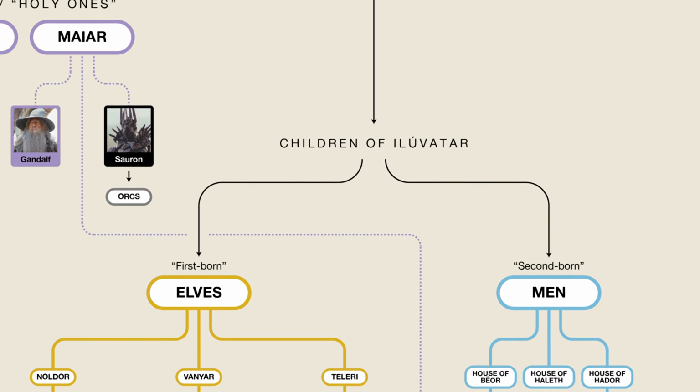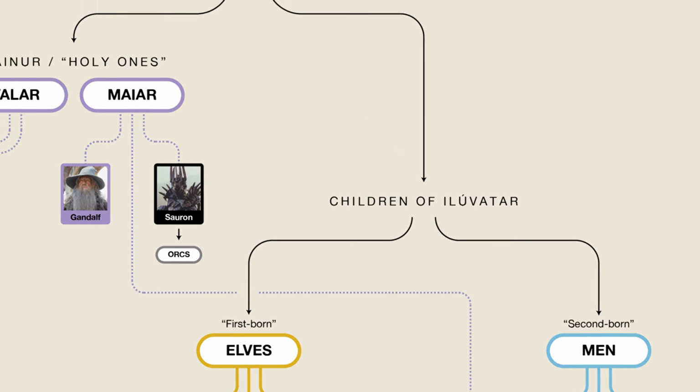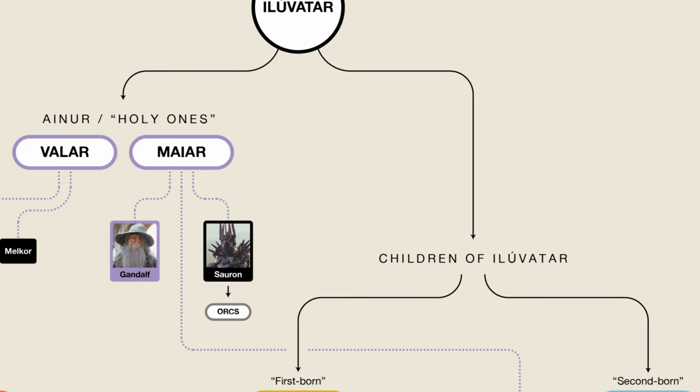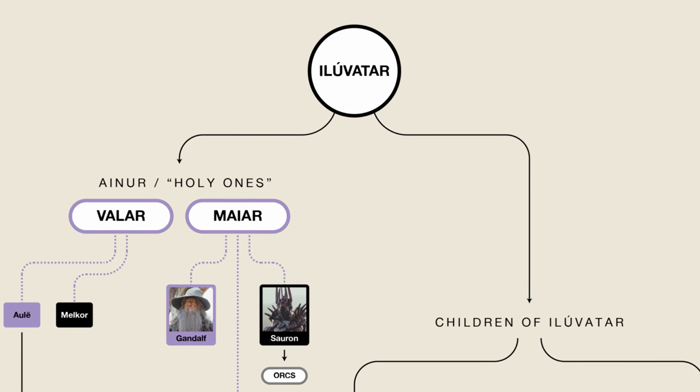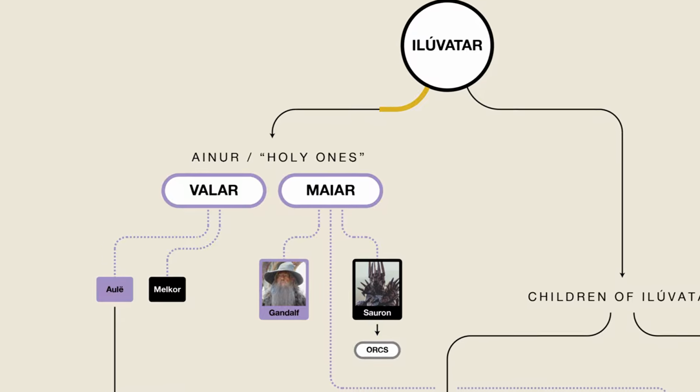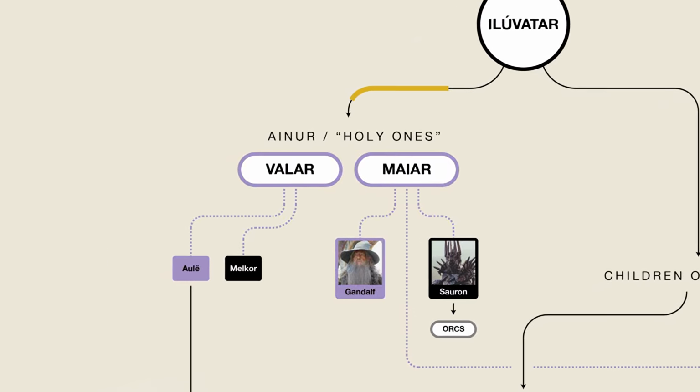However, prior to creating Earth and its children, Ilúvatar also created various spirit beings to help him to do the work of creation. These spirits were known as the Ainur, or Holy Ones.